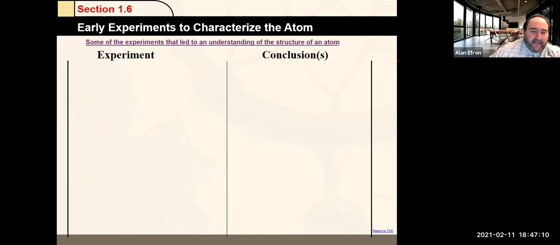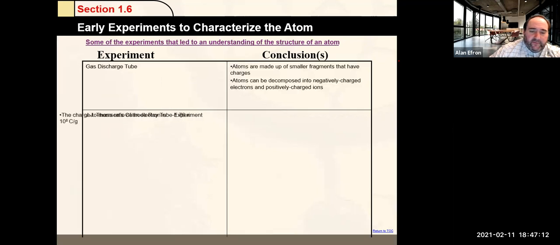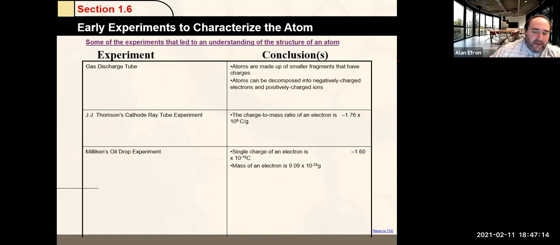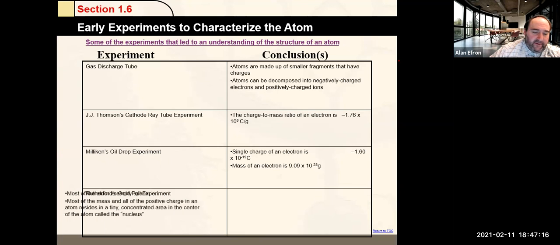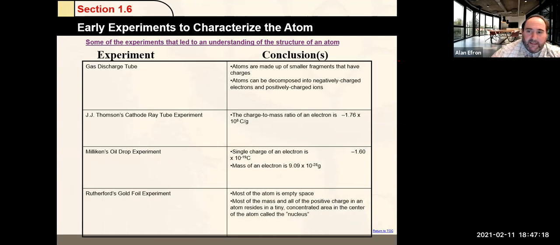This is just a table of some of the experiments and the results that came about that we talked about. So just for review, you can go through that. It summarizes a lot of the early and main experiments that were done that led us to understanding the nature of the atom.